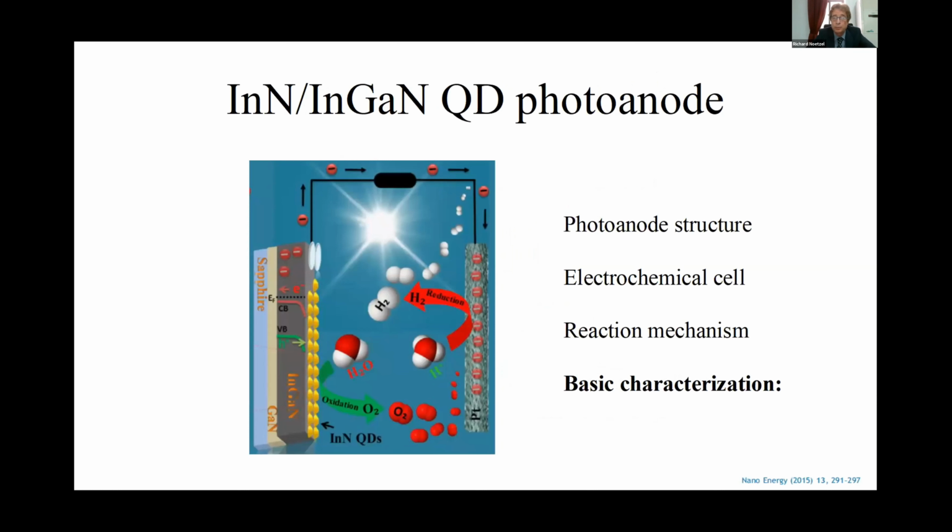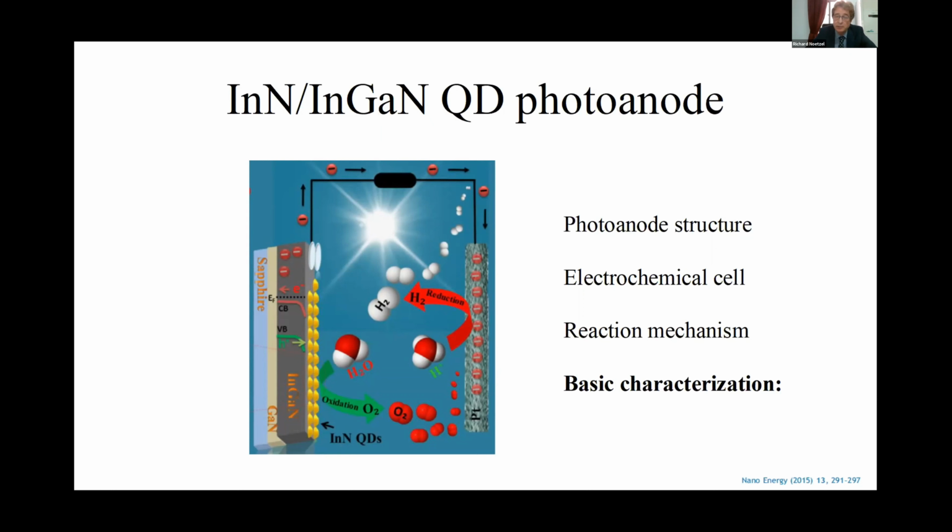So how do we fabricate the hydrogen? This is a scheme of the photoanode structure showing the quantum dots grown on an indium gallium nitride layer, in this case on a sapphire substrate. The electrochemical cell is completed by a platinum counter electrode. And I also show you here the reaction mechanism. Water is oxidized at the quantum dot anode to produce oxygen and is reduced at the platinum counter electrode where the hydrogen is produced.